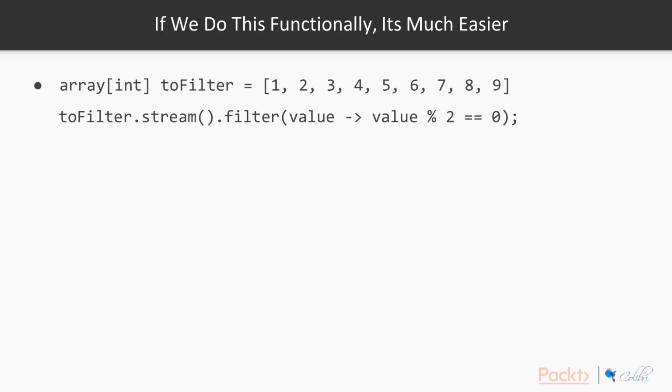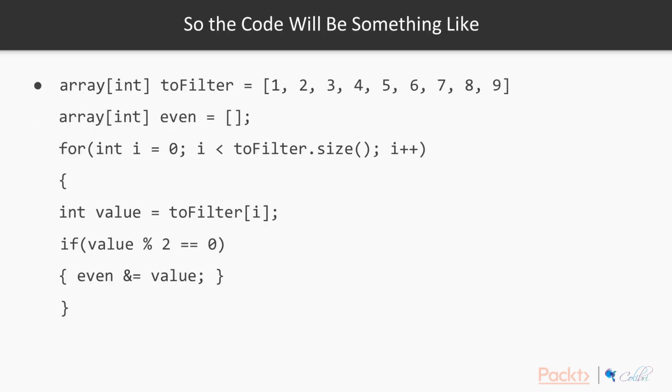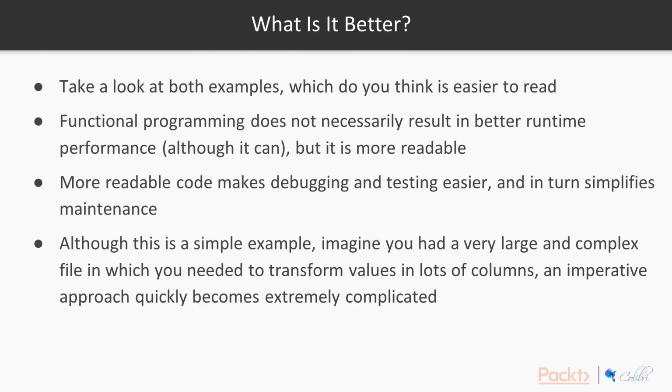There's not a lot of room for mistakes in this code, whereas in this it would be very easy to make a simple mistake and the whole function would fail. Although this is a really simple example, imagine you had a very large and complex file that you wanted to transform. Perhaps you have many columns in that file and you want to transform it, you want to filter it, you want to do some slicing and dicing of the data. An imperative approach quickly becomes very complicated, whereas a functional approach does not.